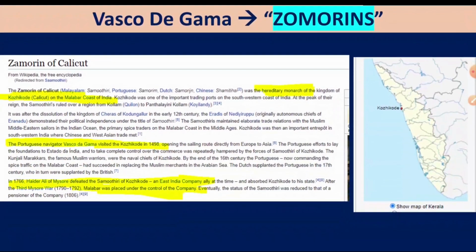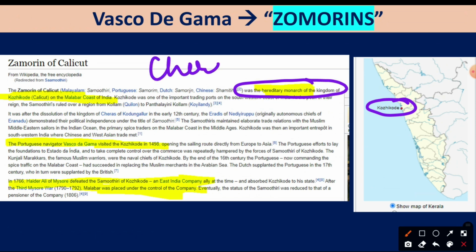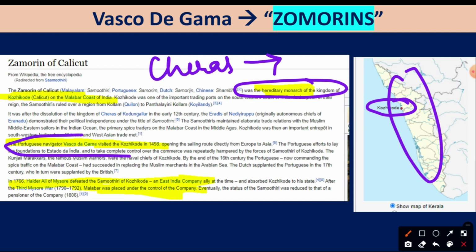Now, let's quickly see some of the terms. So it is Kozhikode in Kerala, that is the Zamorins. The Zamorins were basically a hereditary monarchy, the kingdom of Kozhikode on the Malabar coast. Earlier the Chera kingdom was there in this region of Kerala. After the Cheras dissolved, it became small kingdoms. First is Zamorin, where Vasco da Gama landed in 1498.